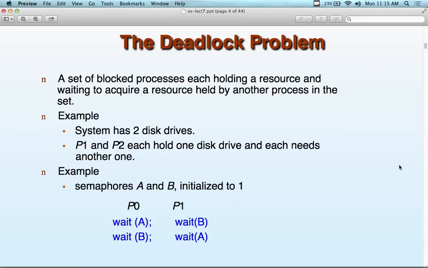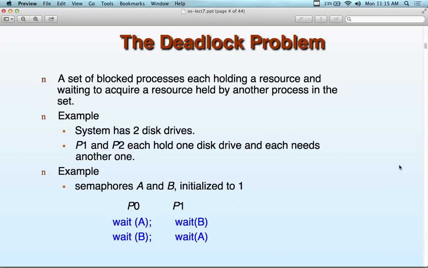It's a set of blocked processes, or it could be a single process. Something is holding on to a resource, and something is waiting to acquire another resource that might be held by another set of processes. Or you could have one process that holds on to a resource and won't let it go, so other processes are waiting for it. Here's an example: the system has 2 disk drives. Process 1 and Process 2 each hold 1 disk drive, and each needs the other one. They actually have something, but they're waiting for the other one.